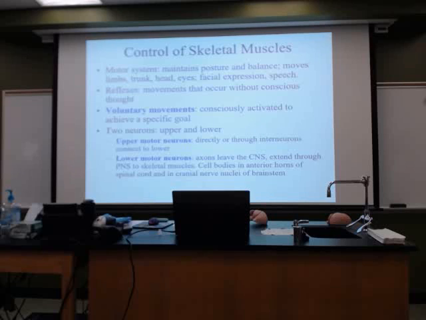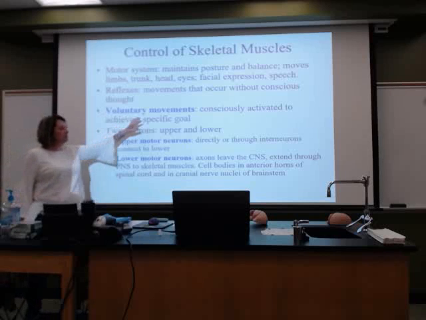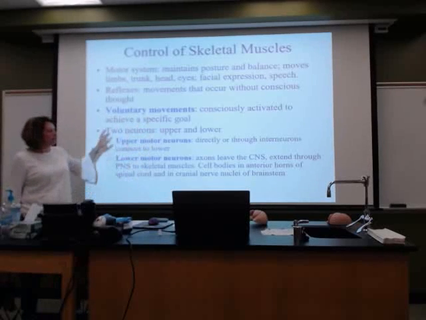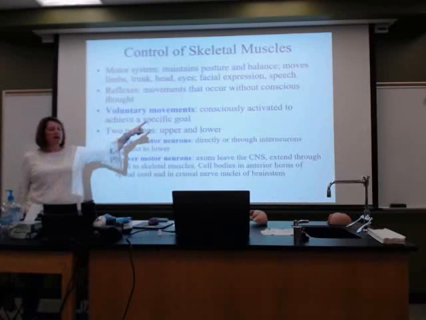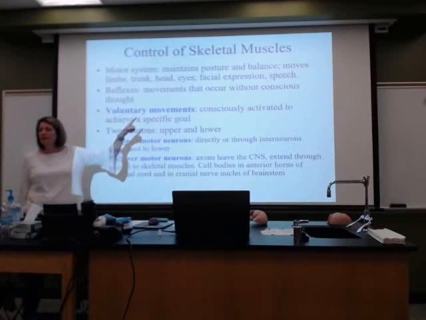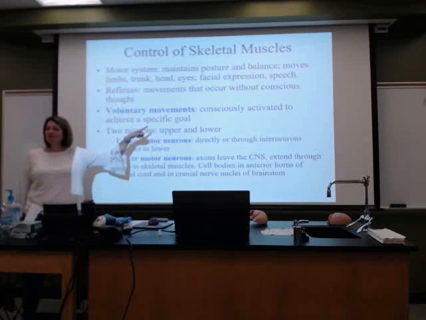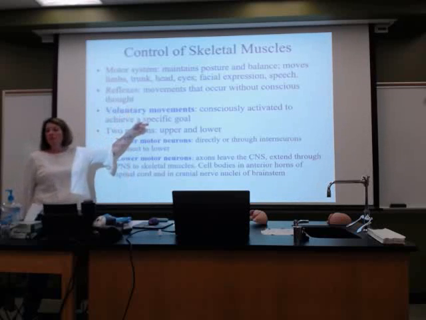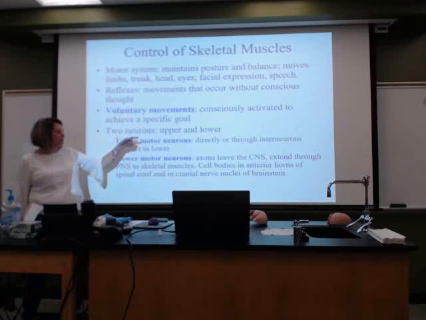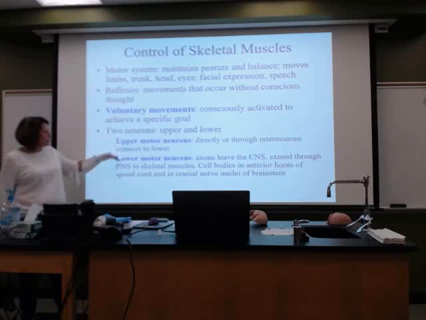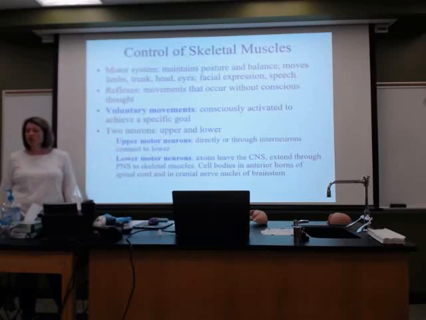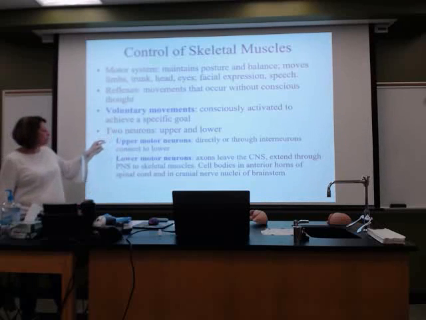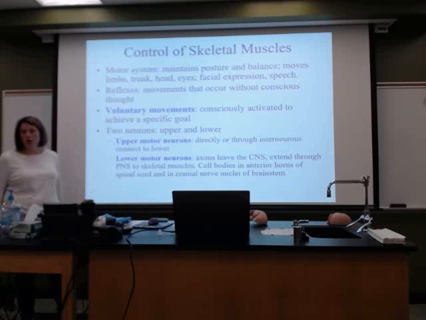So when we begin to activate something that's going to be voluntary, a voluntary movement, you're consciously making that movement. You're consciously getting up out of the chair and moving, walking across the floor, picking up the pencil to write something on the paper. So what we're going to find, there are 2 neurons that help control this. We're going to have an upper and a lower neuron.